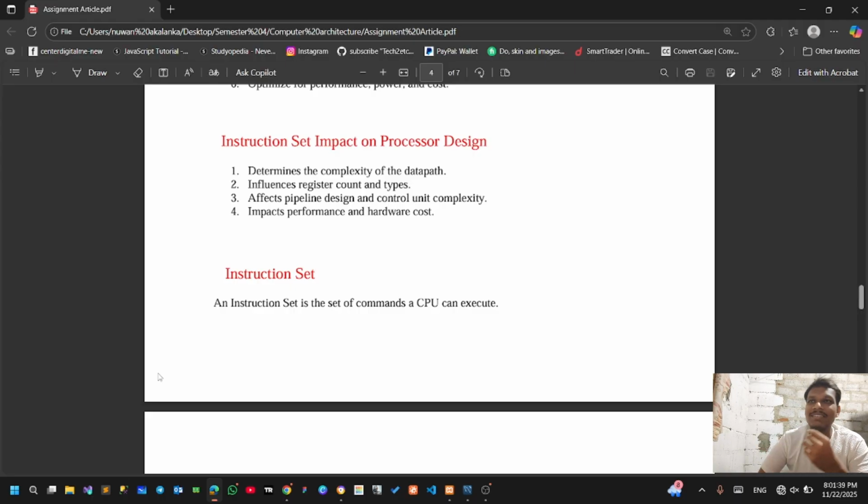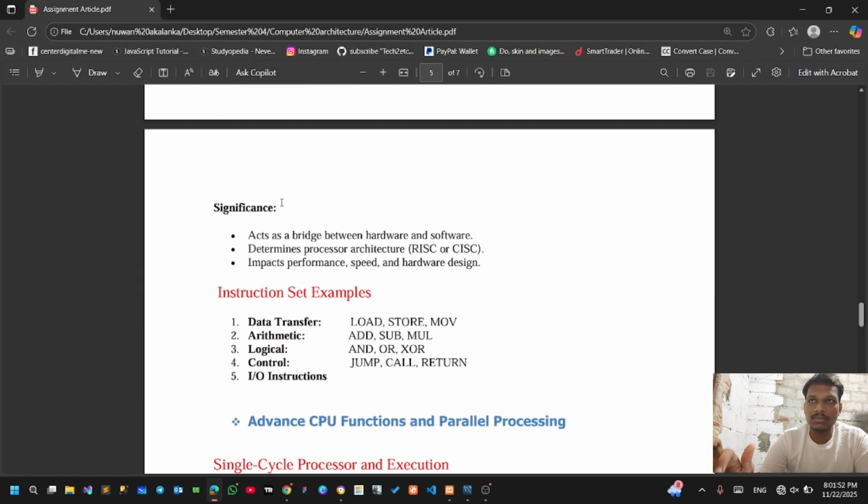Now we talk about what an instruction set is. An instruction set is a set of commands a CPU can execute. From the significance, it acts as a bridge between hardware and software, determines processor architecture, RISC and CISC, and impacts performance, speed and hardware design.